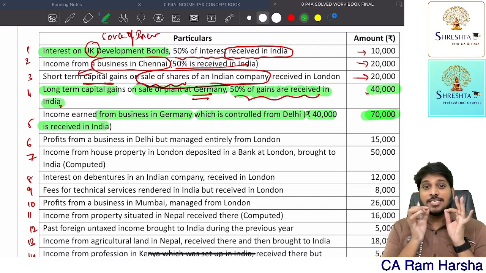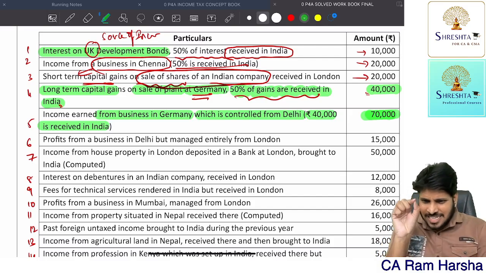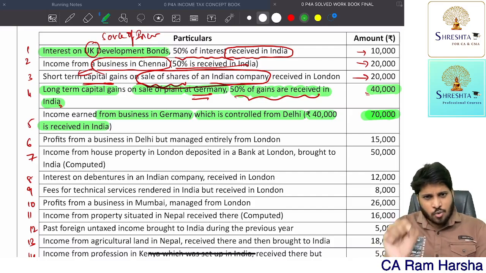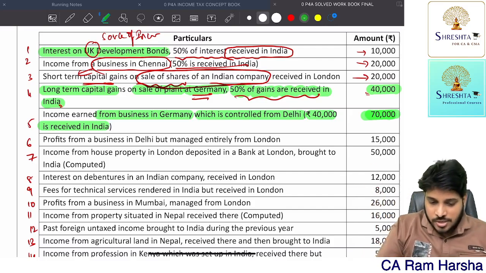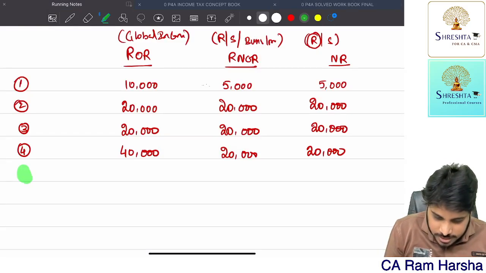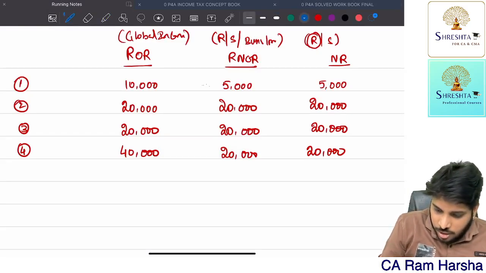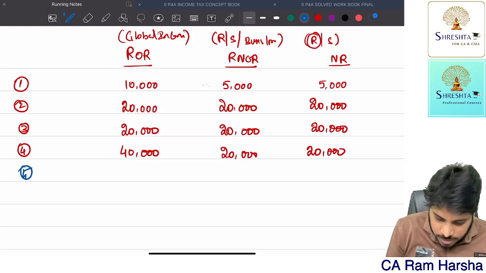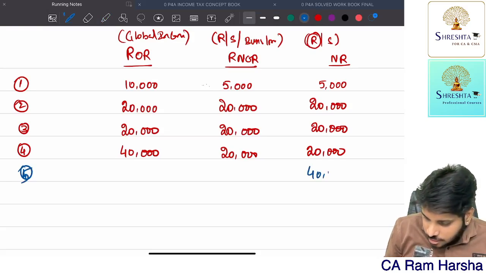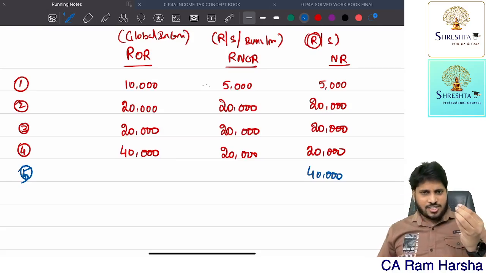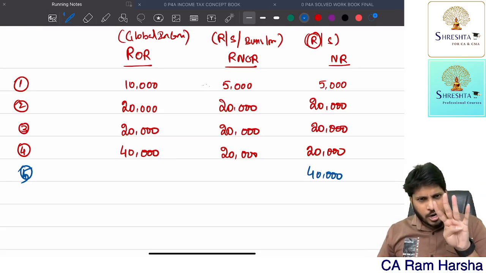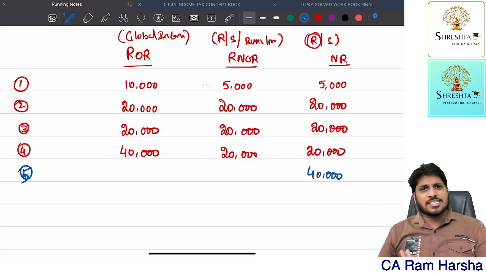Remember, for a non-resident, income is taxable only if it is received in India or the source is in India. If source and receipt are both outside, it is not taxable. Now, for a non-resident, how much is taxable? Only the 40,000 which is received in India is taxable, since the entire source is outside.